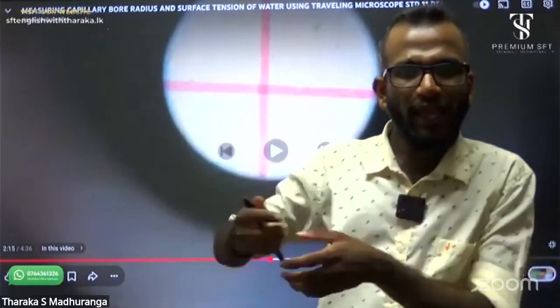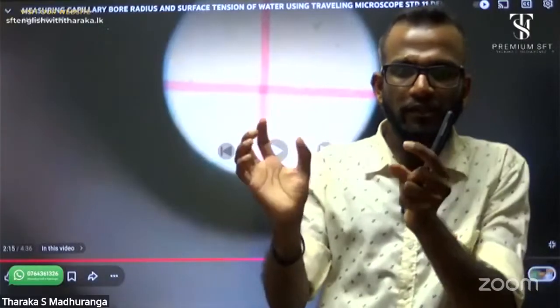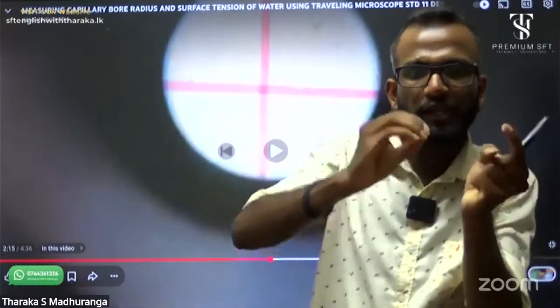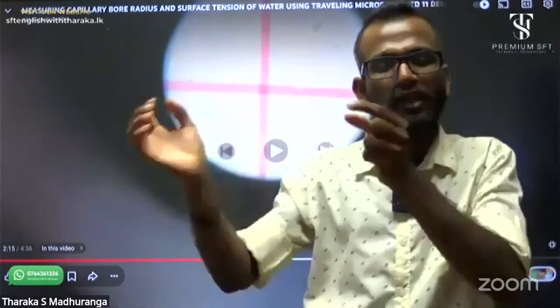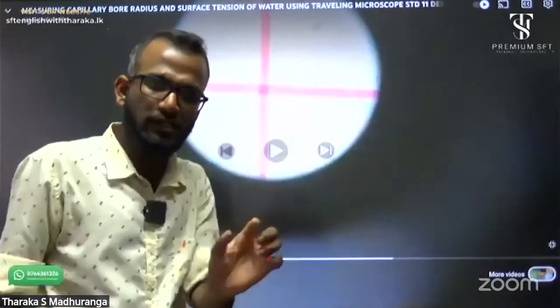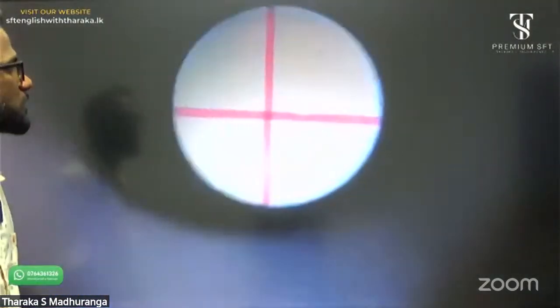the vertical and horizontal adjusting knobs and get to one edge. These cross lines get to one edge, then get to the opposite edge. Then using these two measurements, we can get the distance or diameter, right? Take the horizontal and vertical readings on the vernier attached to the microscope.